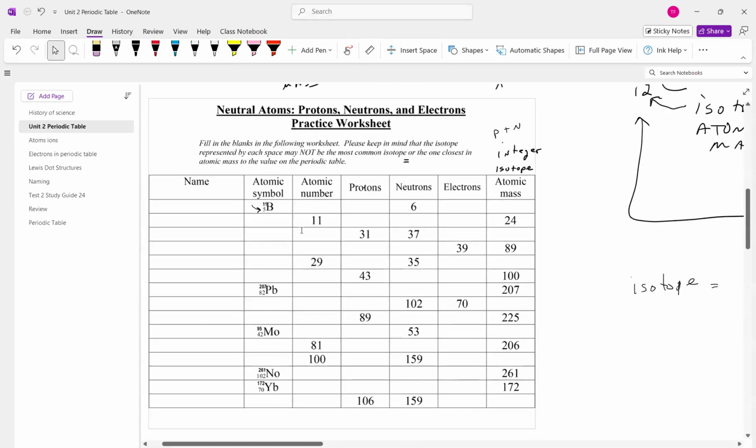Okay, so what we're going to do is fill in the name. I'm going to put the atomic symbol here. We're talking about the atomic number, protons, neutrons, electrons, atomic mass. So this worksheet assumes that we're talking about neutral atoms. That means there's no charge, so electrons equals protons. So these two are always equal if it's neutral. If it's ionic, they're never equal.